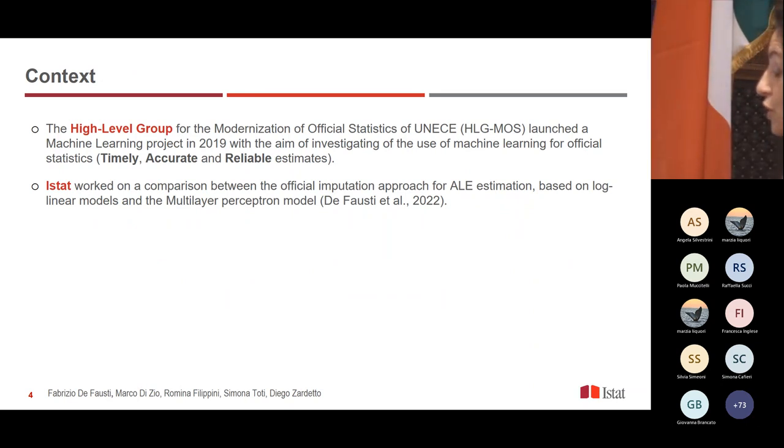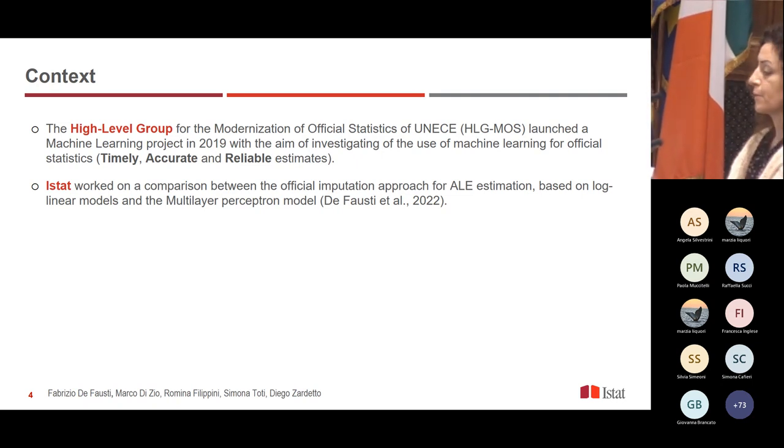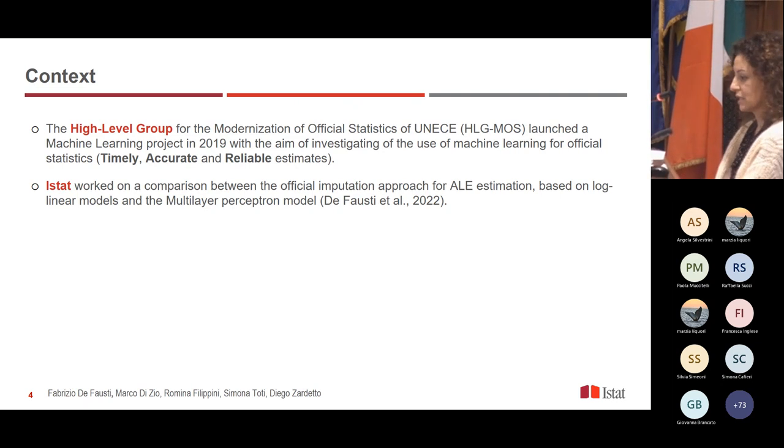In terms of modernization of statistics, there's a strong push in introducing machine learning techniques in the production process. So in 2019, the High-Level Group for the Modernization of Official Statistics of the UNECE launched a machine learning project with the aim of investigating the use of machine learning for official statistics. So whether machine learning could produce more timely, accurate, and reliable estimates. Istat as well worked on this High-Level Group, particularly on the topic of editing and imputation.